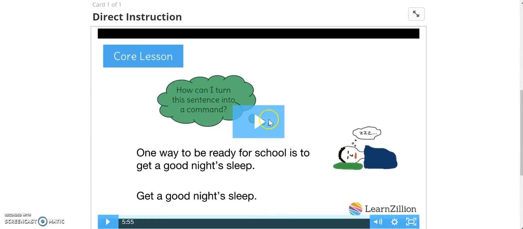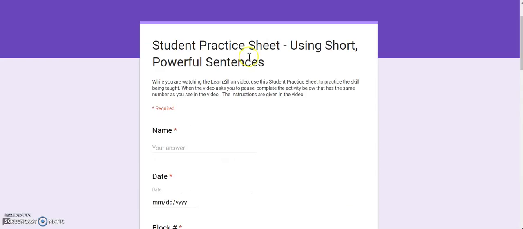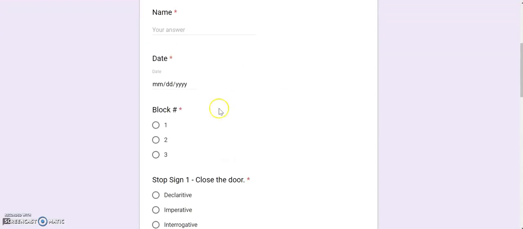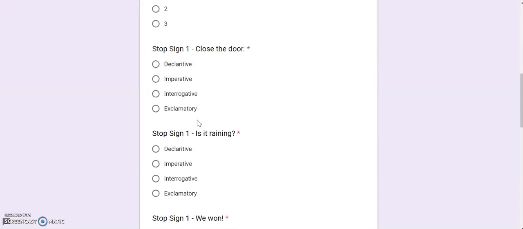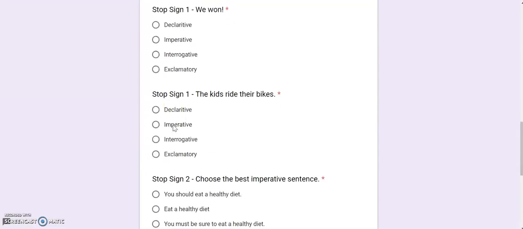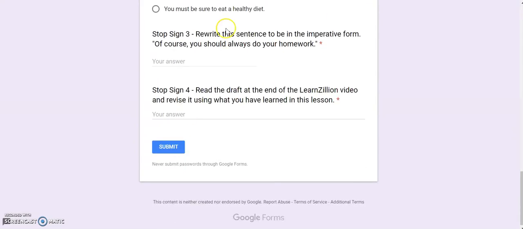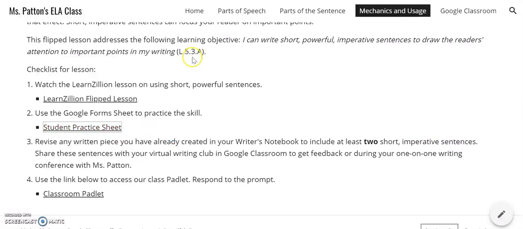Within the Learn Zillion video, there are stop signs that tell the students when to pause. Once they pause, they can go back over to the Google Form sheet and fill out the appropriate question. Once they are done, they can submit that and I get all of their results. I'm going to head back to my lesson.